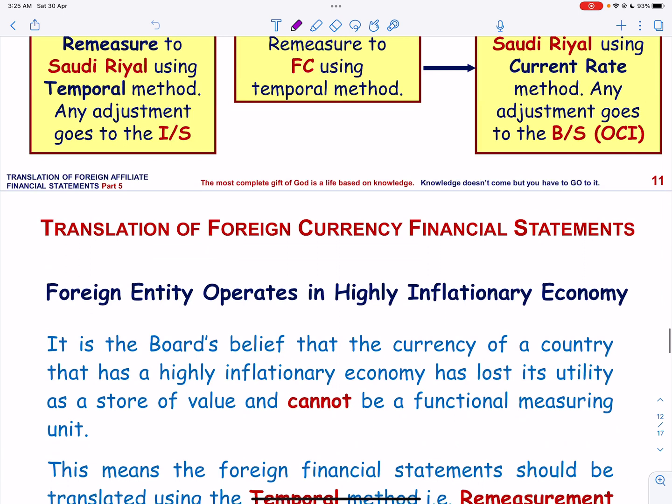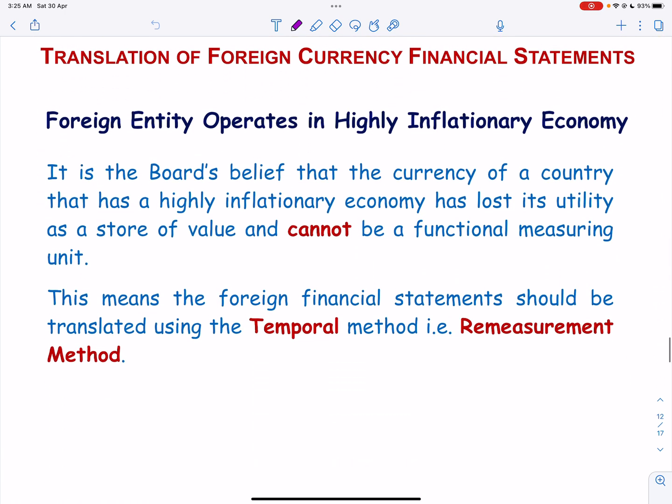Let us add one more scenario, that is the foreign entity operates in a highly inflationary economy, say a hyperinflation. Now, hyperinflation is a term to describe rapid, excessive, and out of control general price increases in an economy. While inflation is a measure of the pace of rising prices for goods and services, hyperinflation is rapidly rising inflation, typically measuring more than 50% per month.